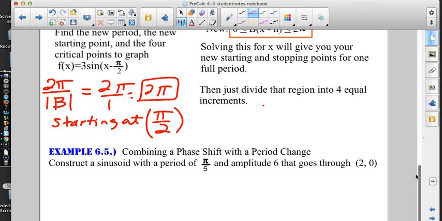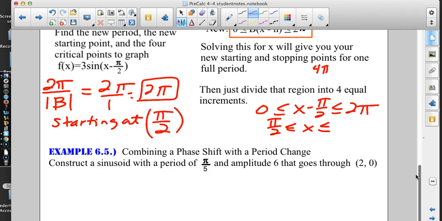Like I said, this helps us figure out where we are starting, where we are ending, and then how we get those pieces that we need. So this will be adding pi over 2 to every piece. So you think, okay, 2 pi, I've got to add pi over 2. 2 pi is 4 pi over 2. So I'm going to be ending at 5 pi over 2 this time.